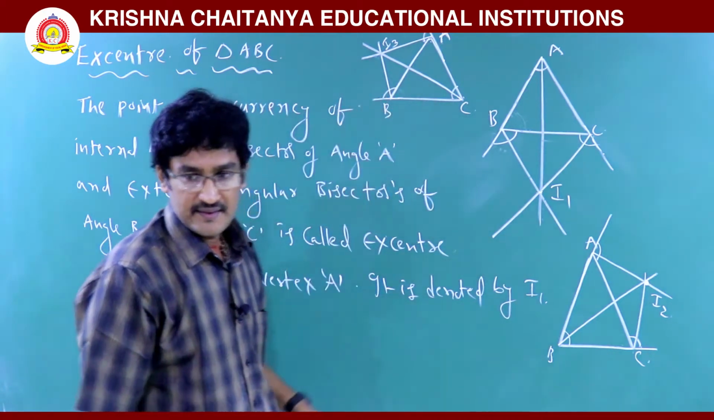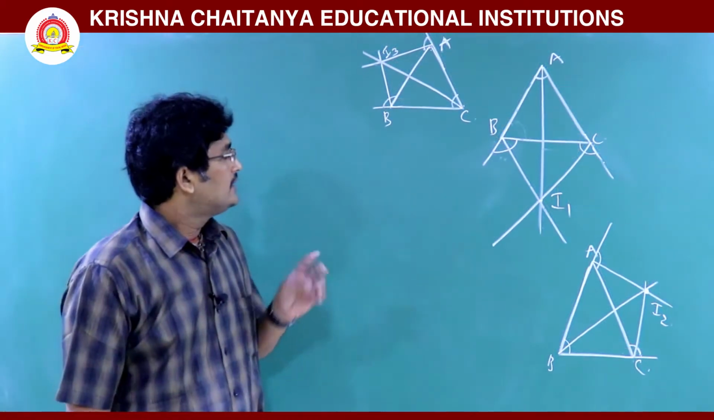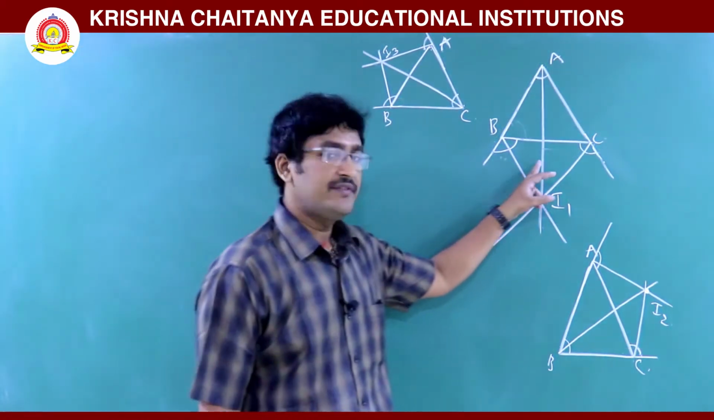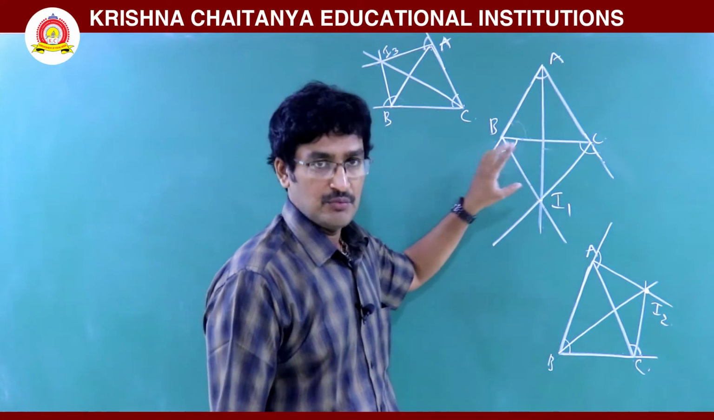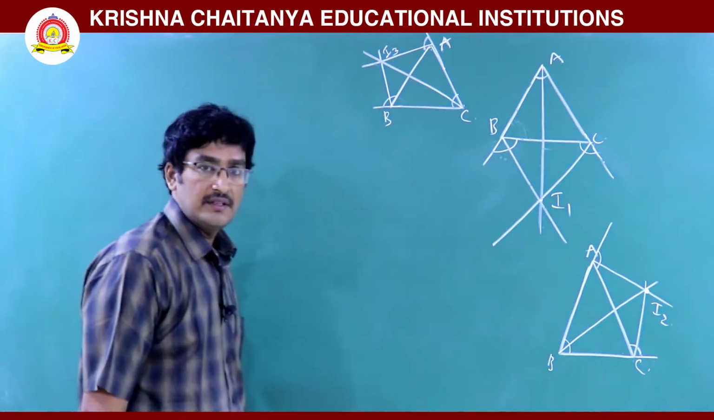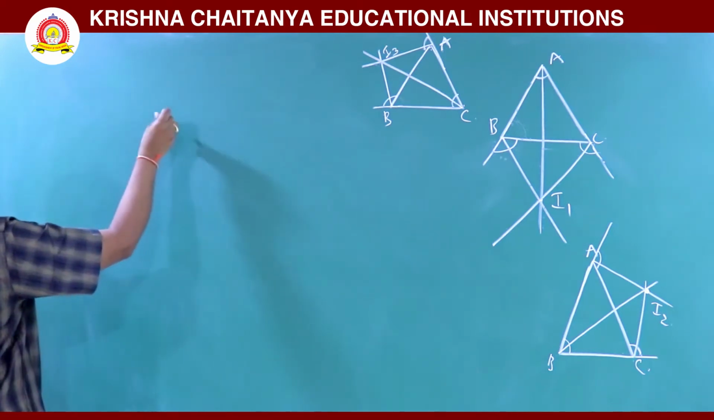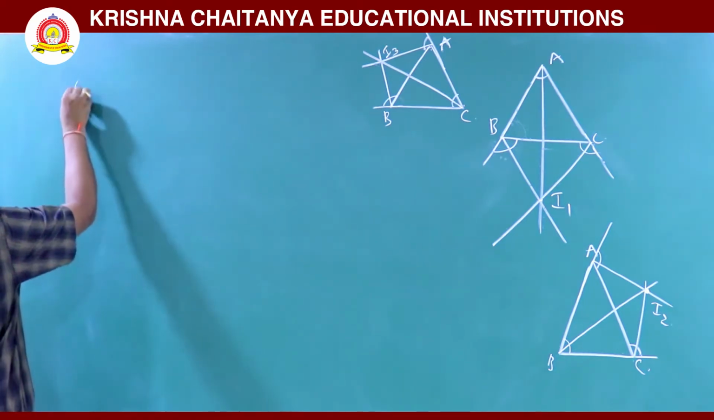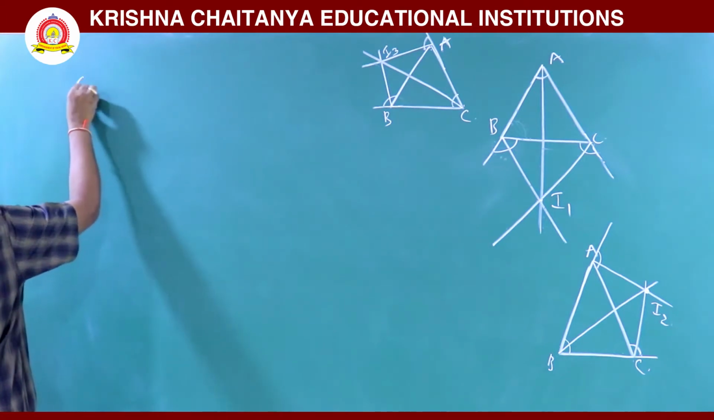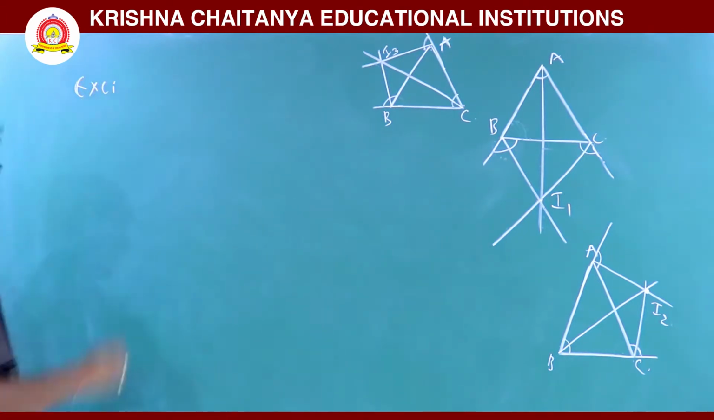See here. Let me take this figure to describe one more concept about the excenter of triangle ABC. I am taking that figure. See here. The concept is the excircle of triangle ABC.